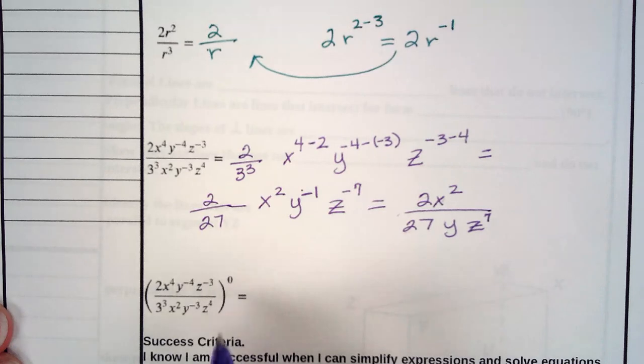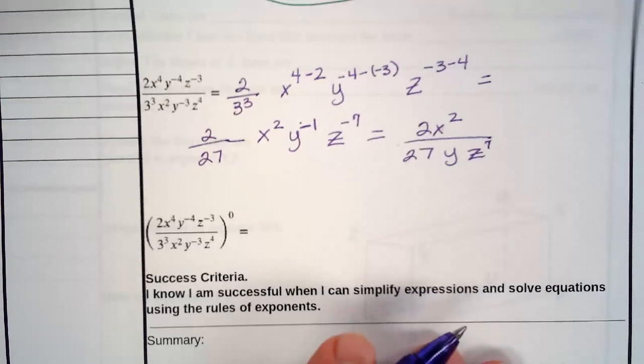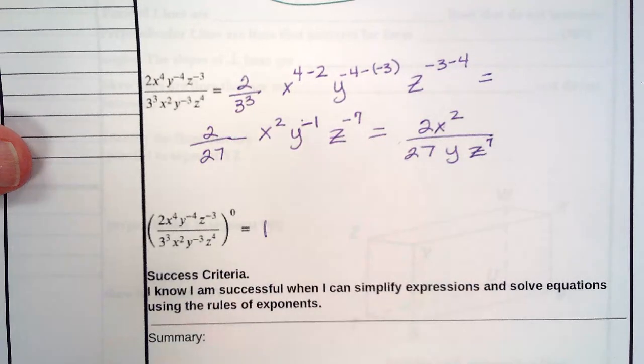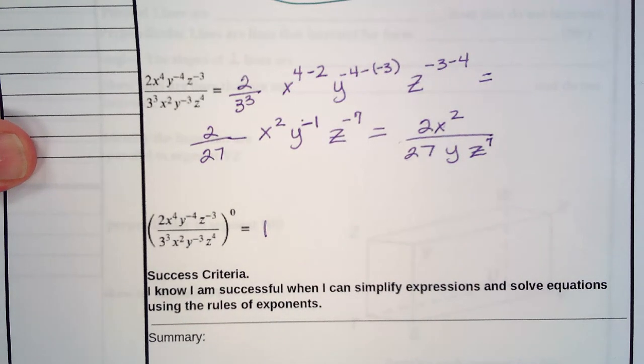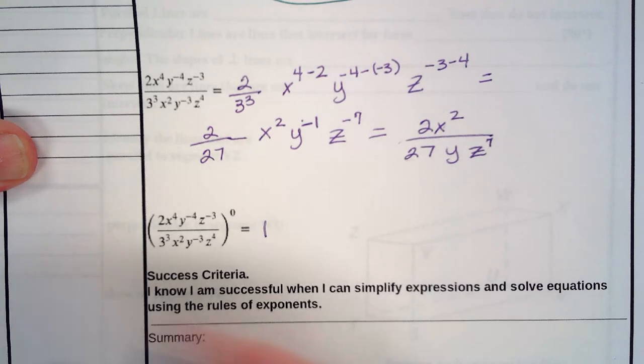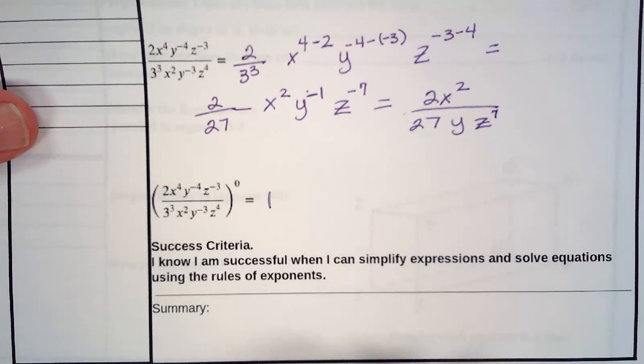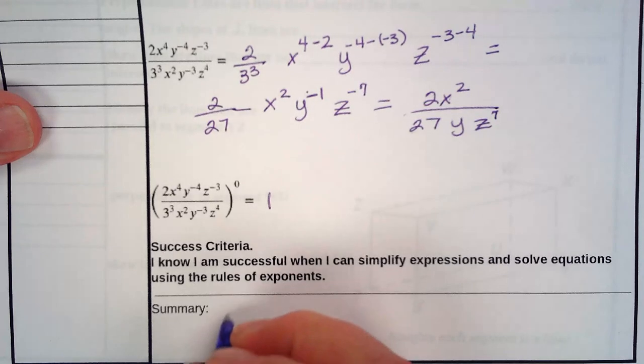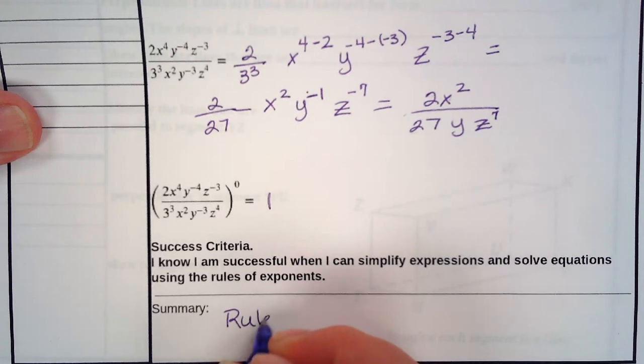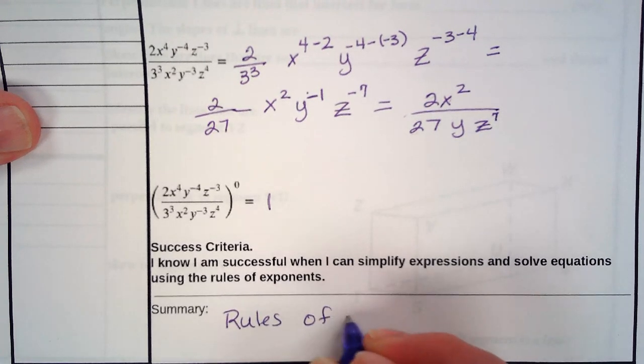Finally, for the last one, anything raised to the 0 power is 1. All that work, and now all it is is 1. So how do you know you're successful? You know you're successful when you can simplify expressions and solve equations using the rules of exponents. This is rules of exponents.